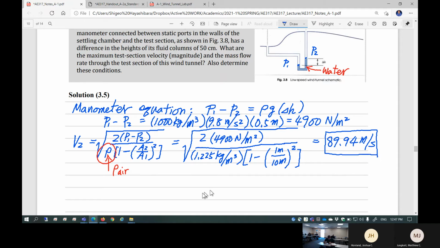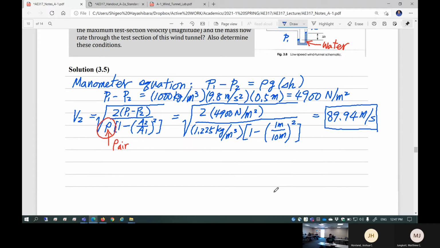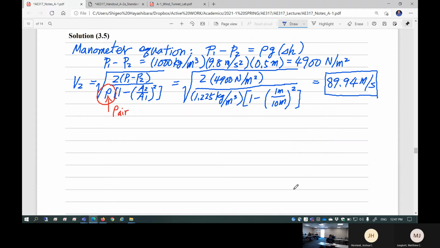Based on the 2 pressure taps on the wall. In other words, you're going to measure the static pressure at the test section and also the settling chamber. The pressure difference is going to determine the airspeed at the test section. Okay, and then also, if you want to, you can determine the mass flow rate.